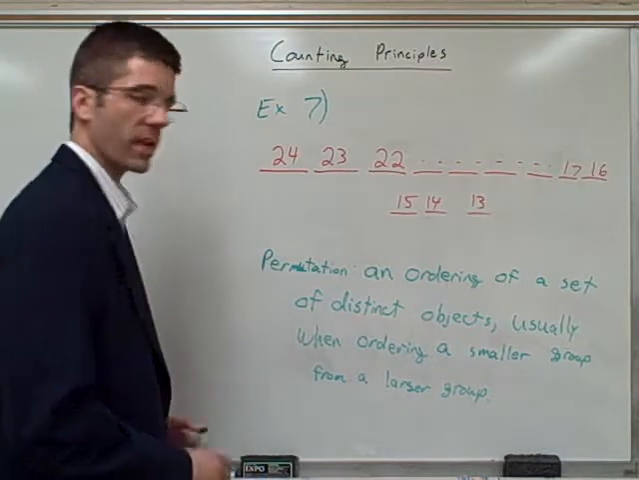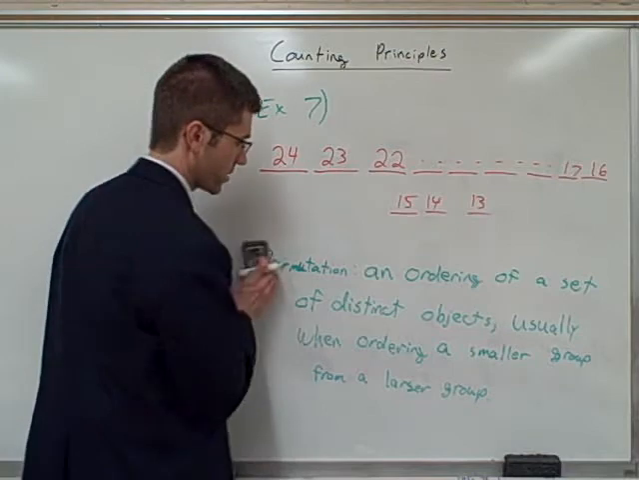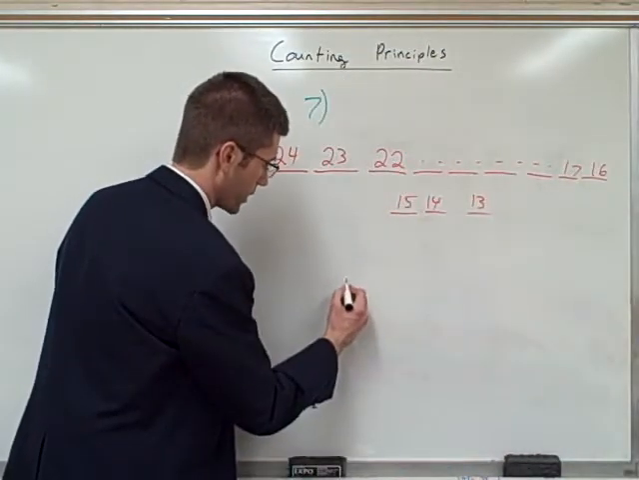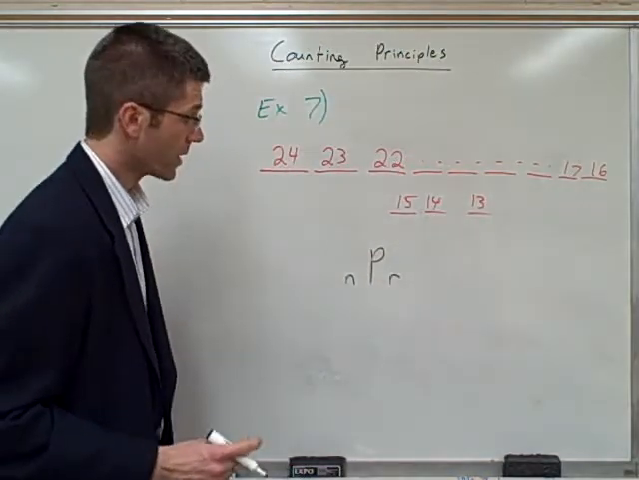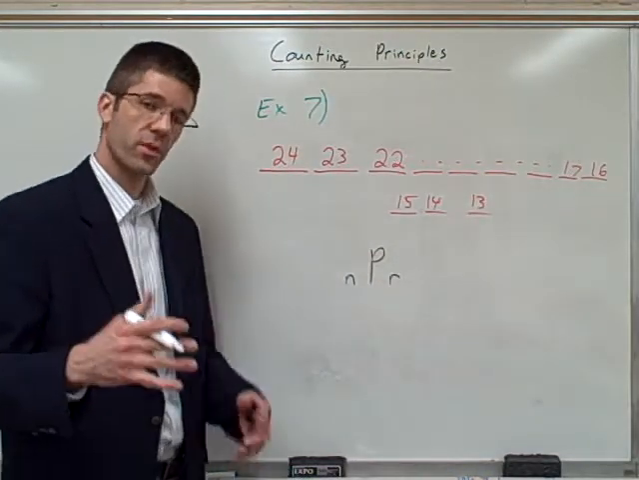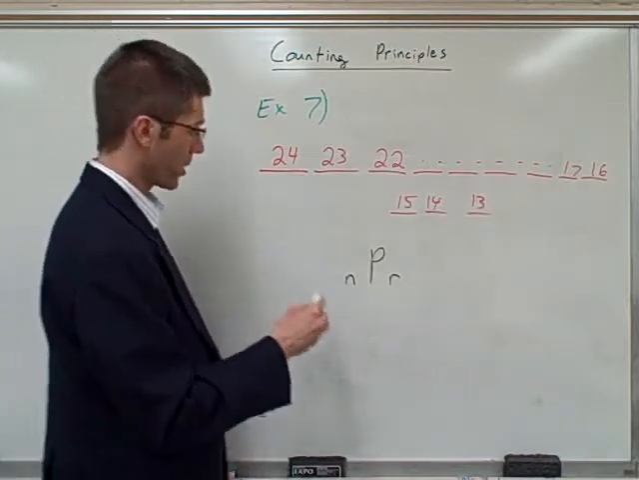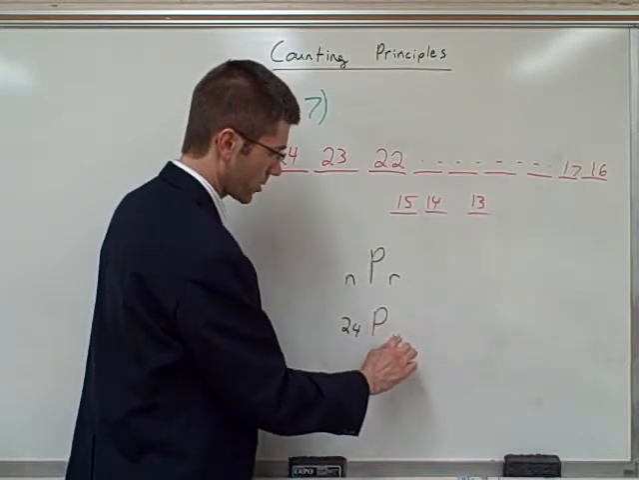But it's a permutation. And it's going to look like this. I'm going to erase this definition here. It's going to be a little n, a big P, and a little r. Now, in mathematical notation, it's written several different ways. Within this problem, we are going to put the 24 here, and then the 12 here.